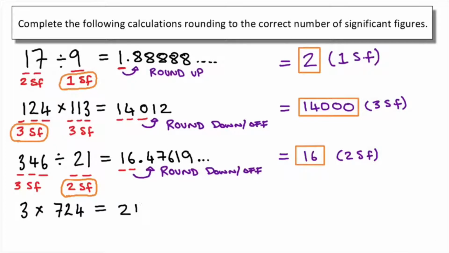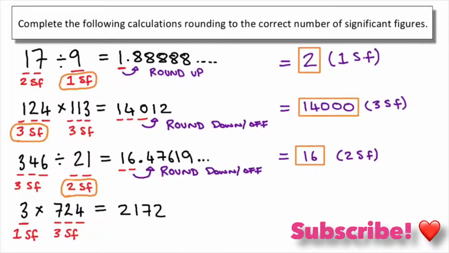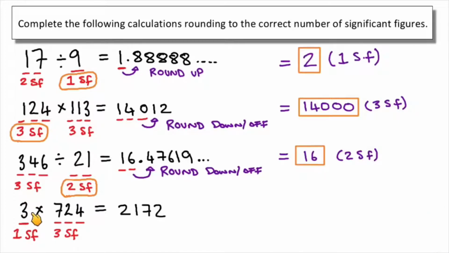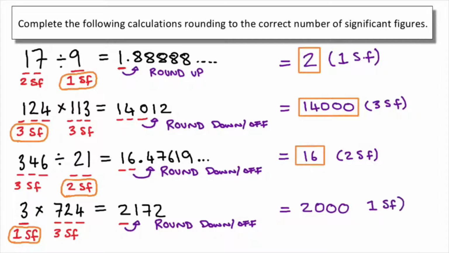Now looking at the last question, 3 multiplied by 724. We have 1 significant figure in the first number, 3 significant figures in the second number. So we're going to round to the least number of significant figures, which is 1. So we're going to keep the 2 in our answer, and then we're going to review the digit to the right of 2. In this case it's 1, so we round down. So we keep the 2 and we fill the place values with 0. So our answer is 2,000 to 1 significant figure.